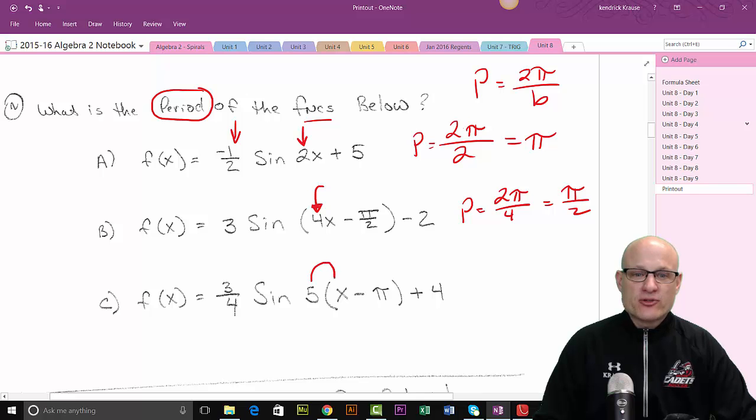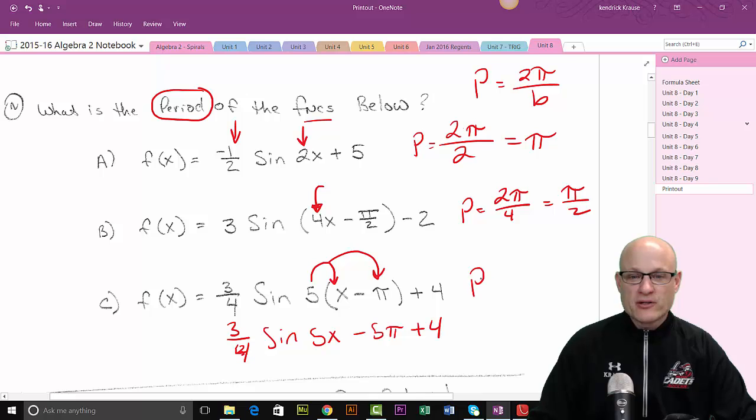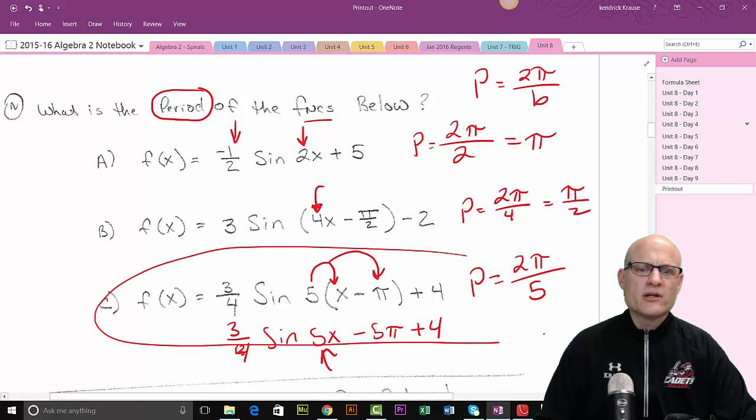Notice I have a 5 that should be distributed. 5x minus 5 pi. So this equation is really 3/4 sine 5x minus 5 pi plus 4. So my period here is 2 pi over 5. So I probably tricked a bunch of you on there. So the first thing I do is get rid of those parentheses. That's kind of a tricky one. I would really make sure you knew that one.